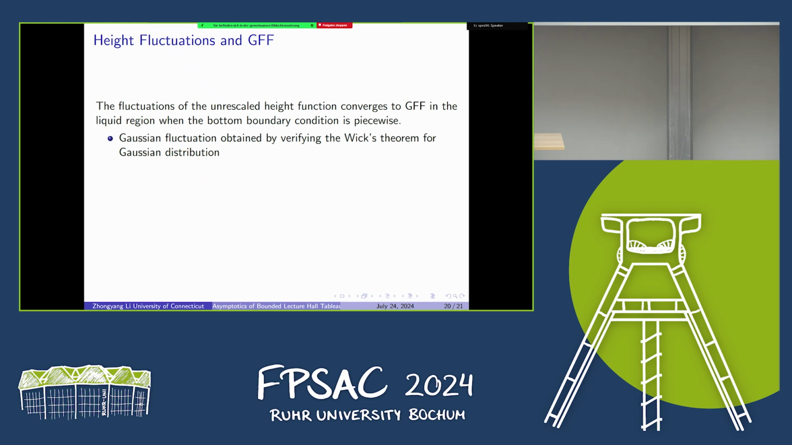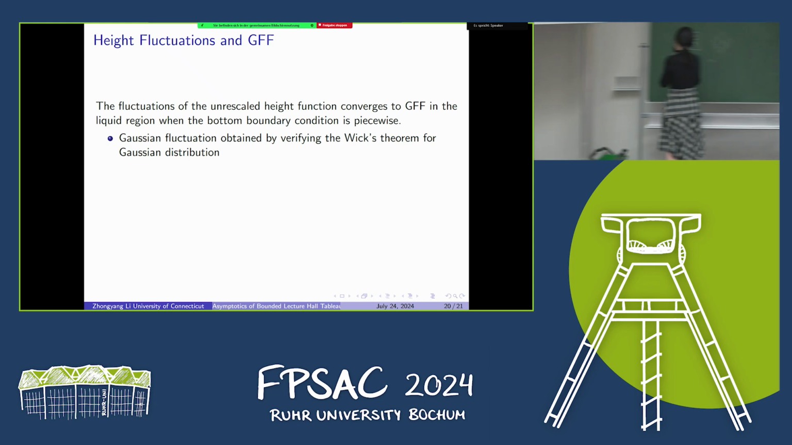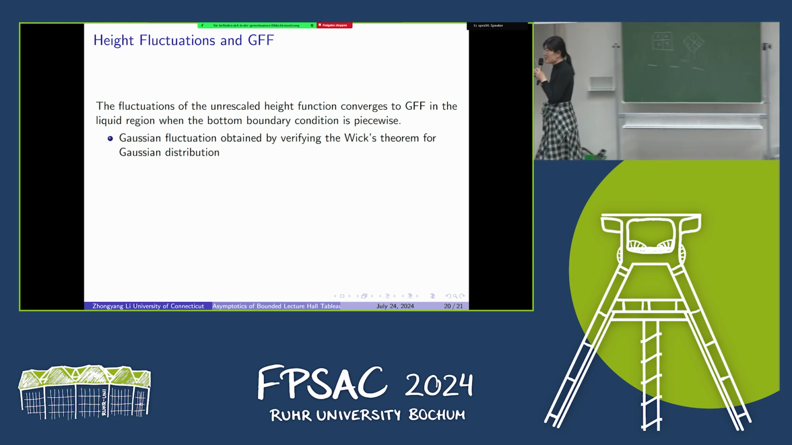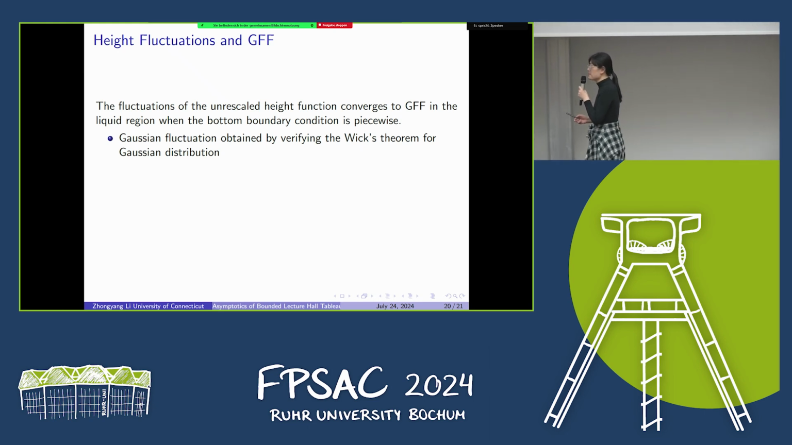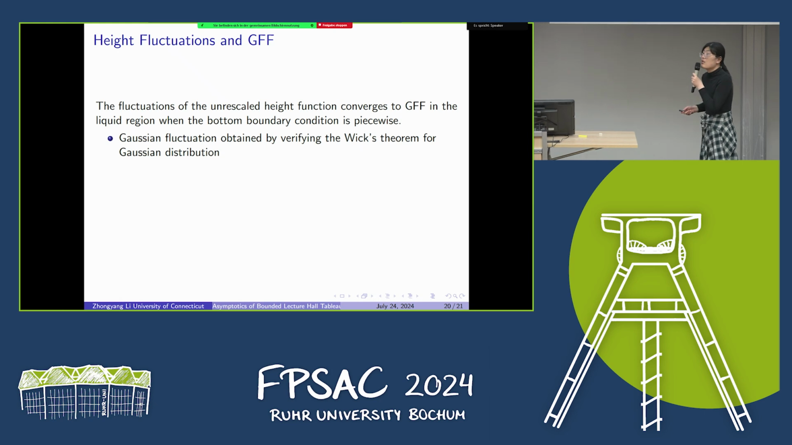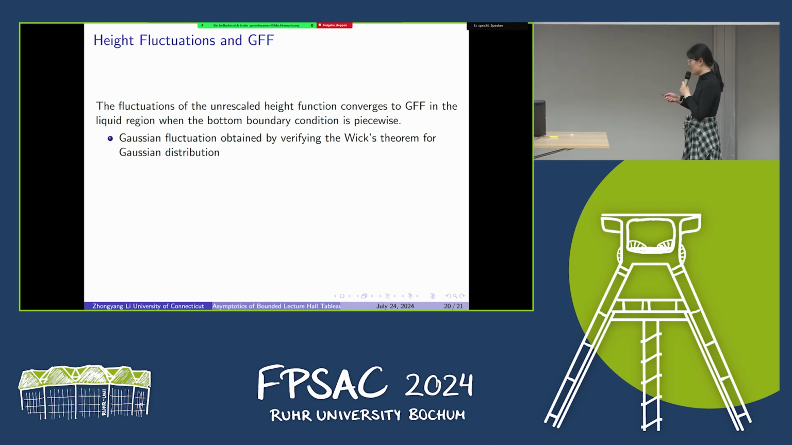Basically, the bottom boundary condition is given by all particles here, holes here, particles here, and holes here. So the bottom boundary can be divided into finitely many distinct intervals, and those intervals alternate between all particles and all holes. Because we can already compute all the moments of the height functions, if we can verify that those moments satisfy Wick's theorem for Gaussian distribution, then we obtain that the fluctuation is Gaussian.